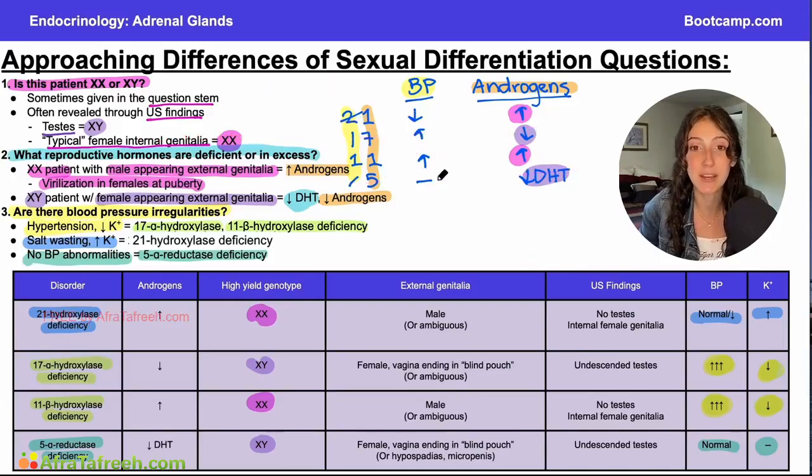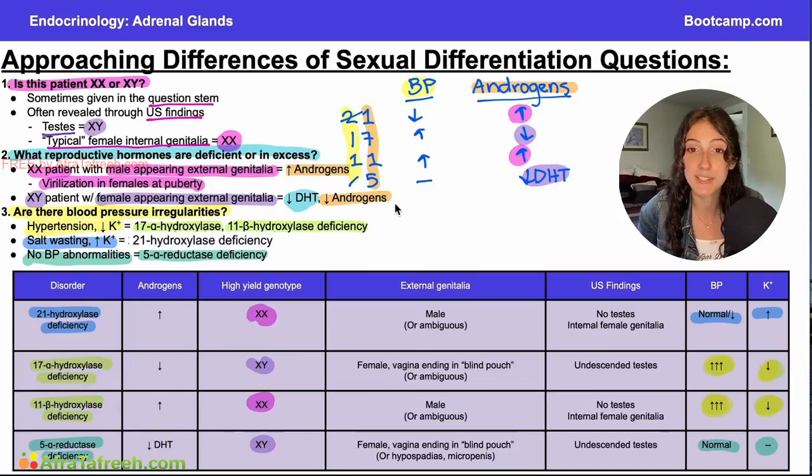Let's try another one. Another question they could ask you is, a 14-year-old boy is brought to clinic by his mother for increasingly frequent episodes of dizziness and lightheadedness over the past week. Yesterday, the patient had to sit out of soccer practice because he felt like he might faint. On exam, there are no murmurs, rubs, or gallops, and breath sounds are clear in all lung fields. There are no testes present in the scrotal sac. Serum studies reveal hyponatremia and elevated renin levels. What is the most likely cause of this patient's presentation?